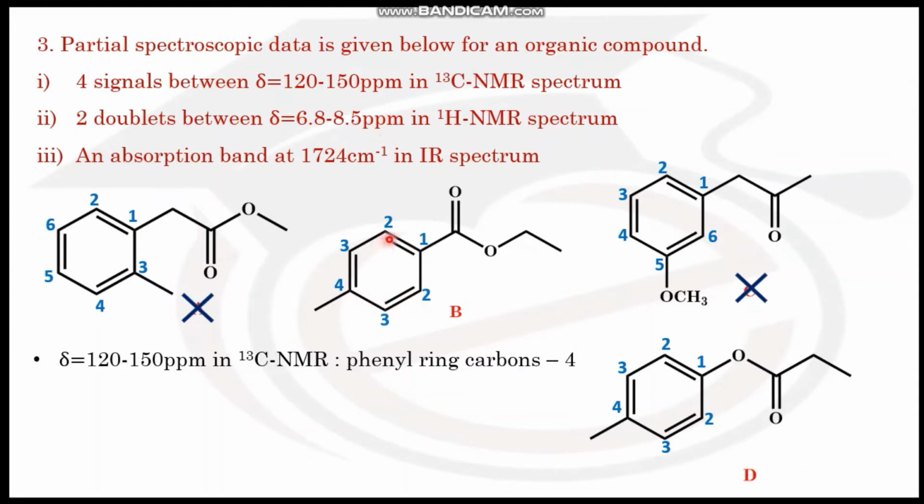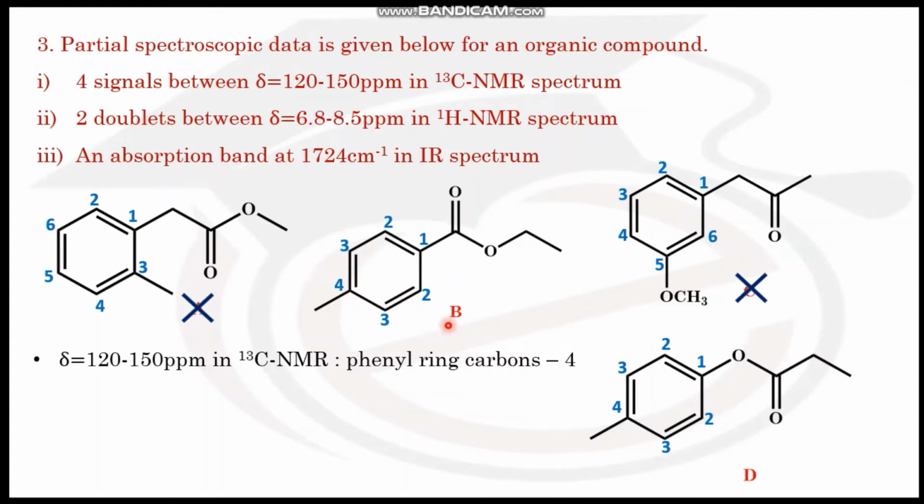Coming to the next point, 2 doublets between 6.8 to 8.5 also mean that these values correspond to the aromatic hydrogens. In option B, the carbon where we place this 2 gives one type of hydrogen, and the C3 carbon containing hydrogen will be signal 2. So there are 2 signals from option B, and from option D also you can see 2 signals. Both are doublets. Options B and D satisfy this condition.